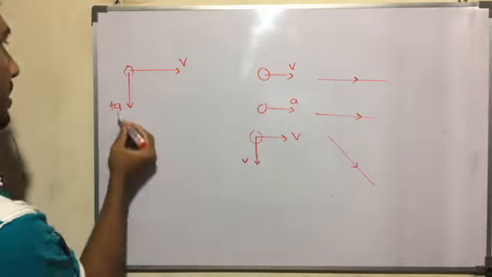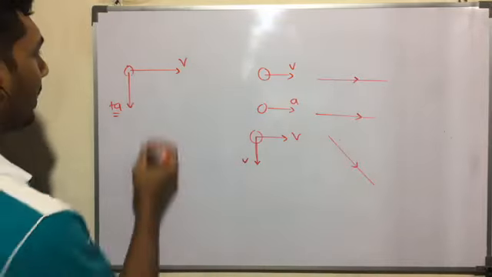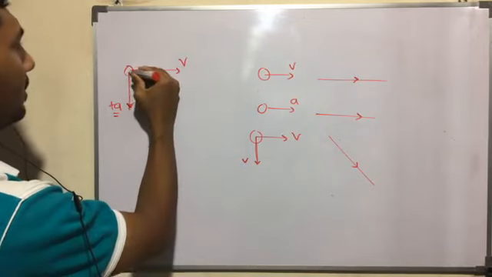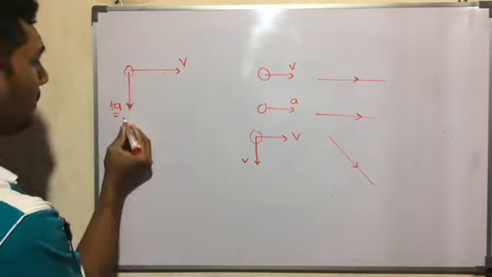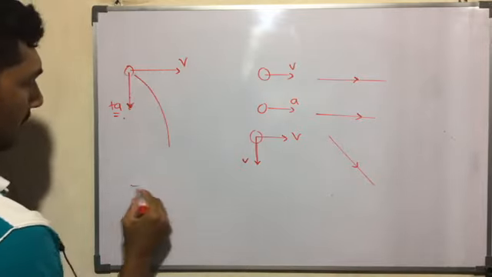So here the acceleration will draw the object towards it. That component of velocity is constantly increasing, right? So the path will be moving towards A. So it will be like this. The path is like this. What about this one?